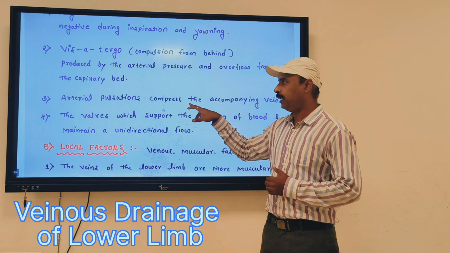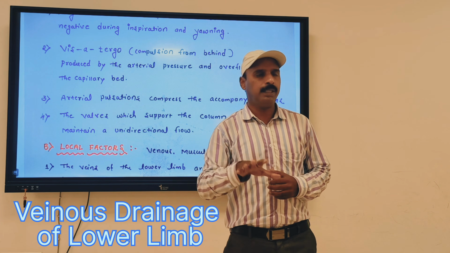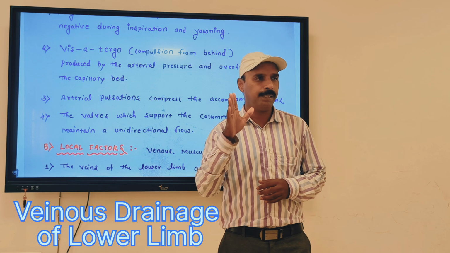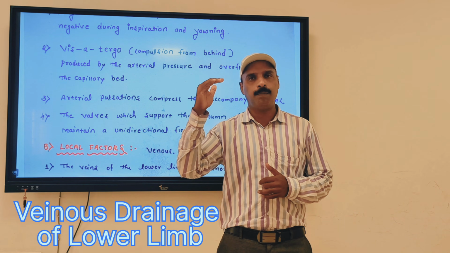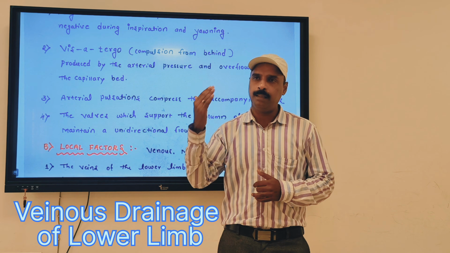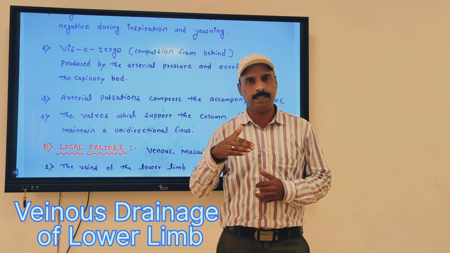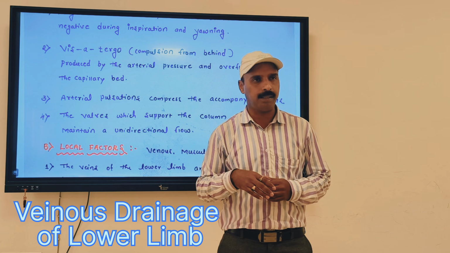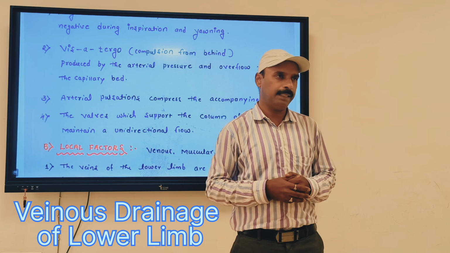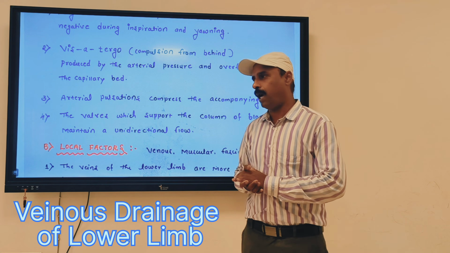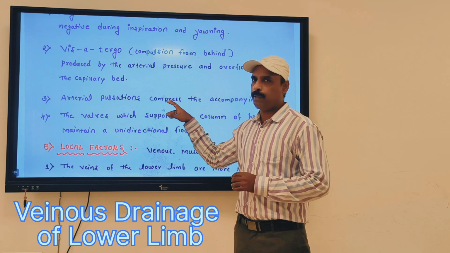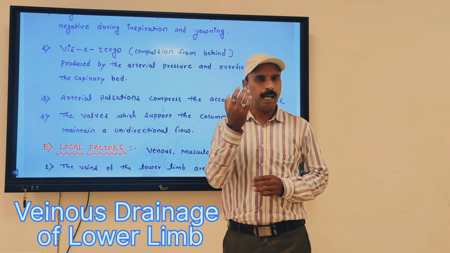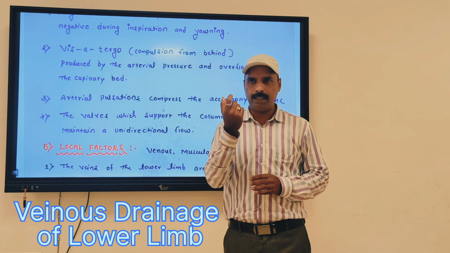Next comes the arterial pulsation. When you see the lower limb arteries and veins, the deeper veins are always accompanied by arteries. In the femoral triangle, the femoral artery and femoral vein are there. In the popliteal fossa, the popliteal artery and popliteal vein. Then in the leg, the anterior tibial artery and posterior tibial artery, and in the foot the dorsalis pedis artery. These arteries are accompanied by the veins, so the artery is always near the vein, and the artery is always pulsating.